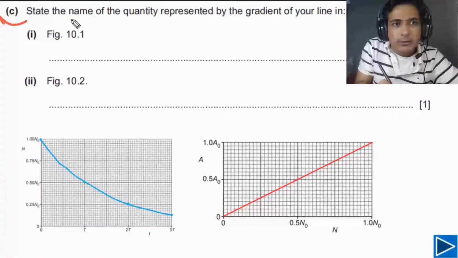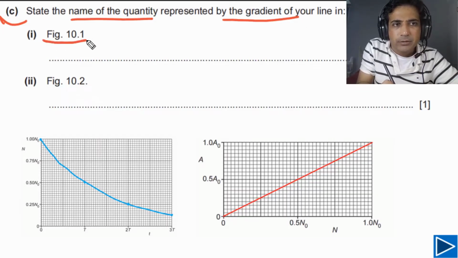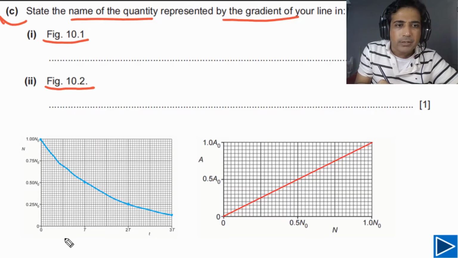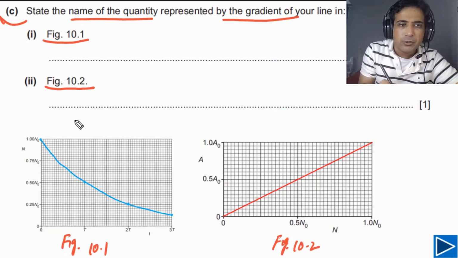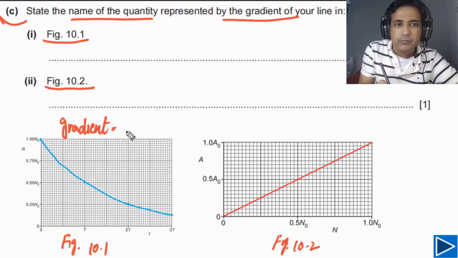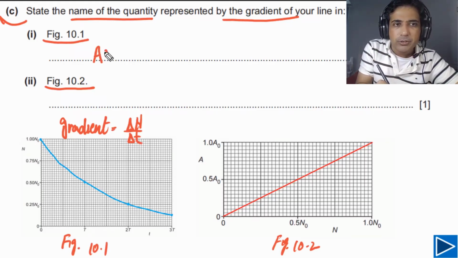For part C, we need to state the name of the quantity represented by the gradient of the line in figure 10.1 and also in figure 10.2. This is figure 10.1 and this one is figure 10.2. If you need to find the gradient at any point for this curve, the gradient will be equal to delta n by delta t. And delta n by delta t means the number of decays per second. That is equal to activity.